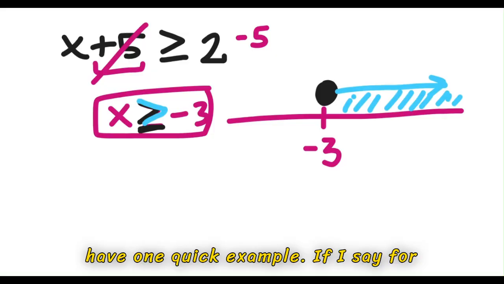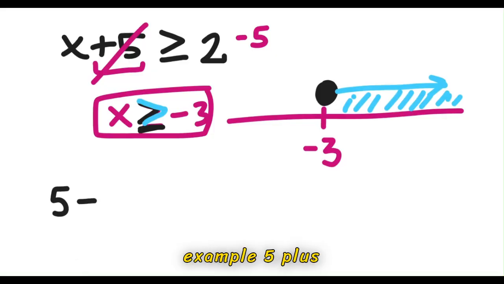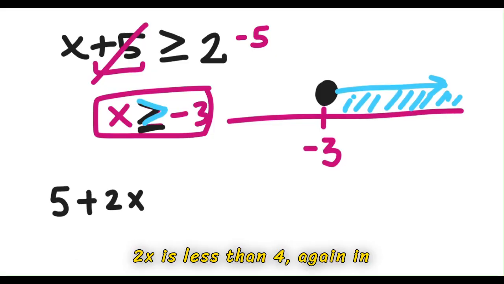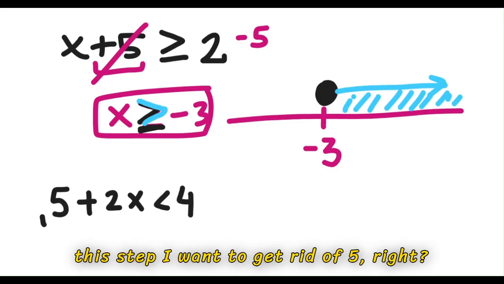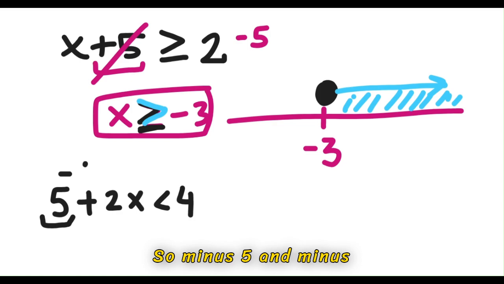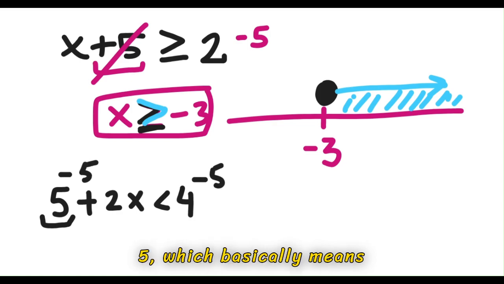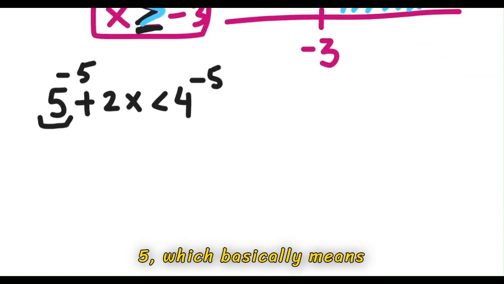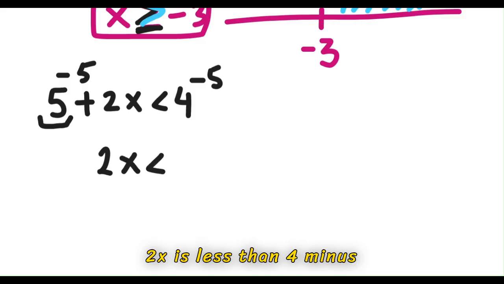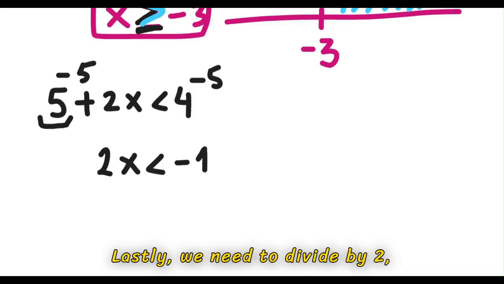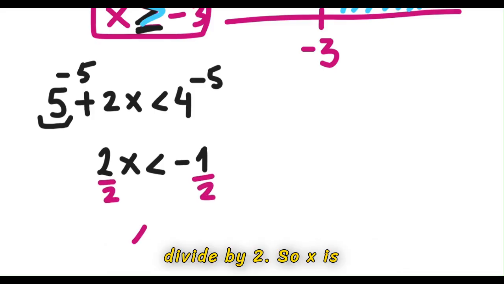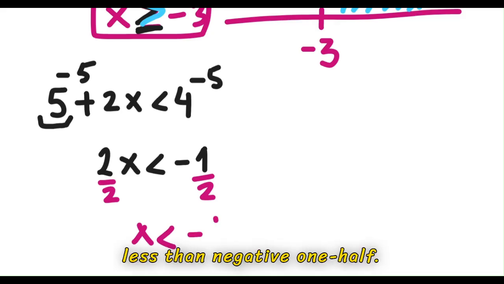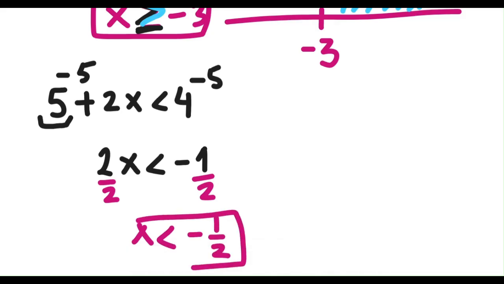Let's have one quick example. If I say, for example, 5 plus 2x is less than 4. Again, in this step, I want to get rid of 5, right? So minus 5 and minus 5, which basically means 2x is less than 4 minus 5, that's minus 1. Lastly, we need to divide by 2, divide by 2. So x is less than negative 1/2.